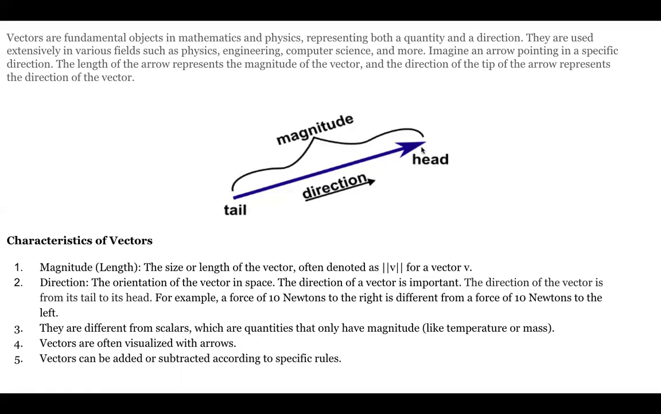Vectors are usually visualized with arrows, and they are different from scalars, which are quantities that have only magnitude. So it's like temperature or mass. Temperature or mass has only quantity, no direction. But velocity has a speed, right? So it has a direction. You're going in some particular direction. You can have different operations on vectors, which we will see right now, which are addition, subtraction, and the specific rules about them.